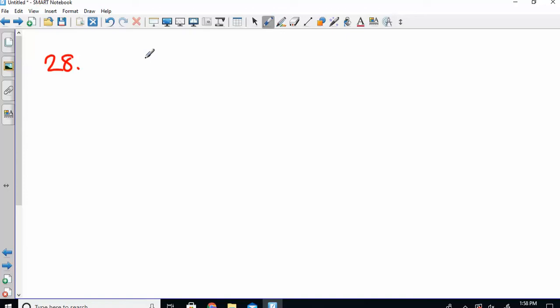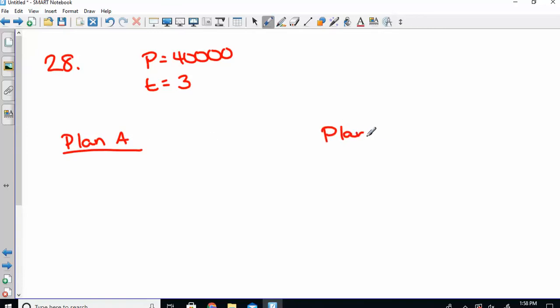All right, so an investor has $40,000 to be invested for 3 years. So what is the 40,000? P. It's what we have right now. And so the 3 years is the time. All right, then we have to do each of these plans. So we're going to calculate two things. And plan A.